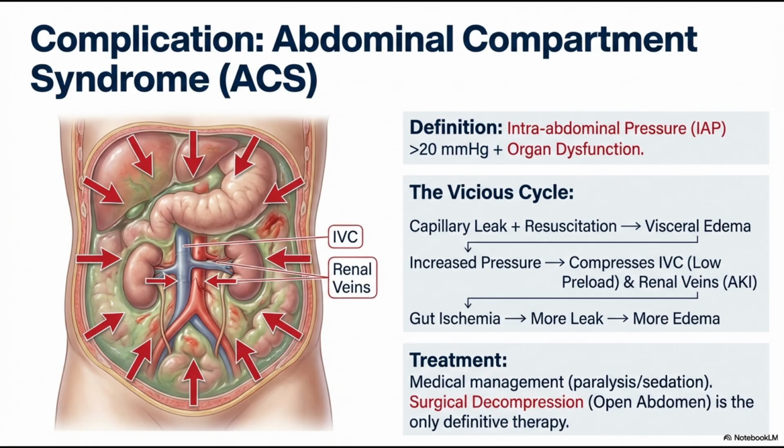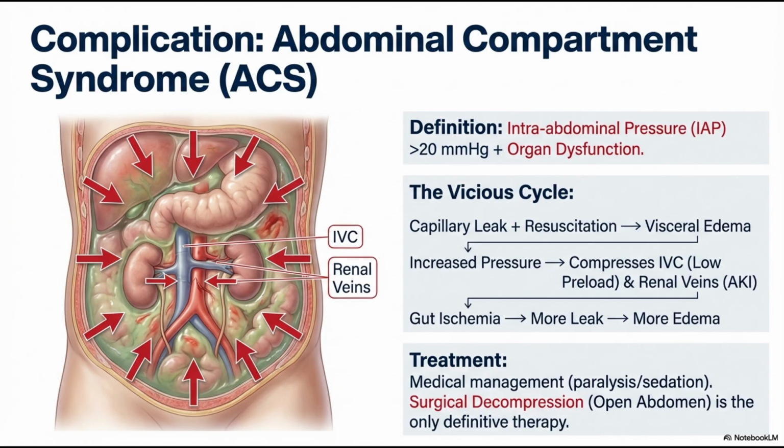Why max 25? I see people putting in 50 or 100 sometimes. If you overfill, the bladder muscle itself stretches and contracts. That gives you a falsely high reading. You're measuring the bladder tone, not the abdominal pressure. You want just enough fluid to create a column, a continuous water path to the transducer. 25 milliliters is plenty. If we find ACS, pressure is 25, kidneys are failing, the vent is alarming, what do we do?